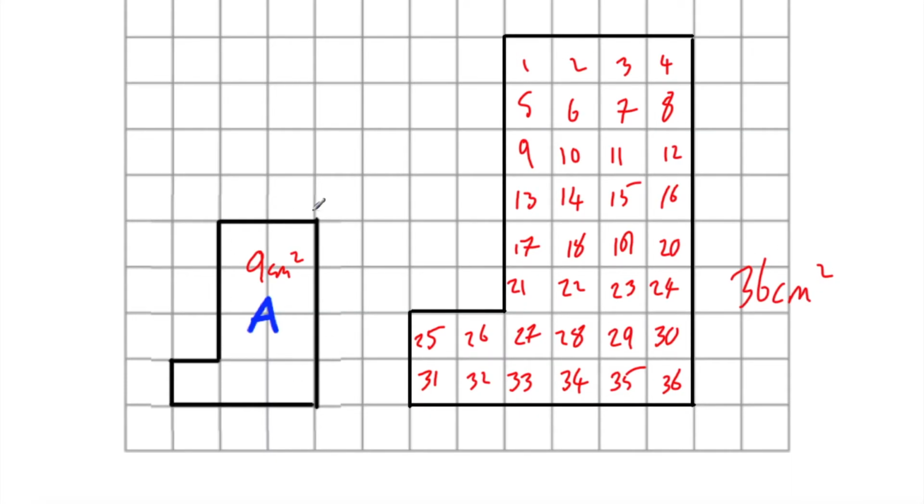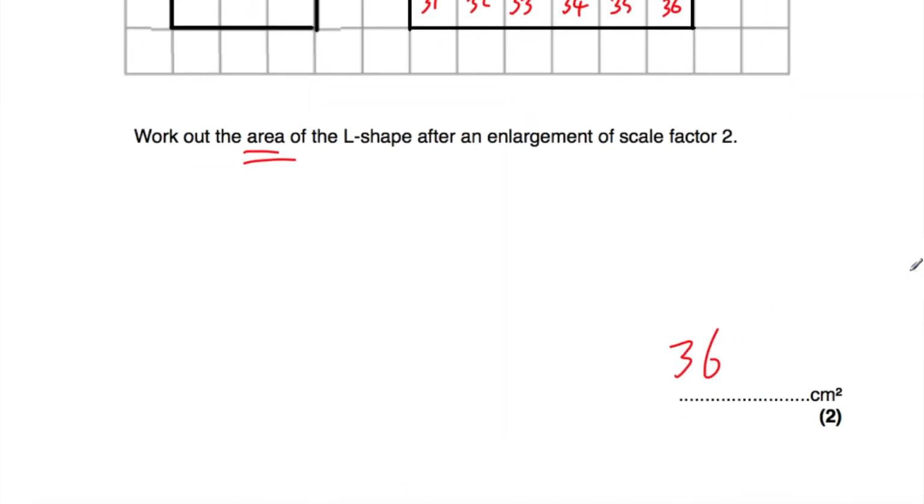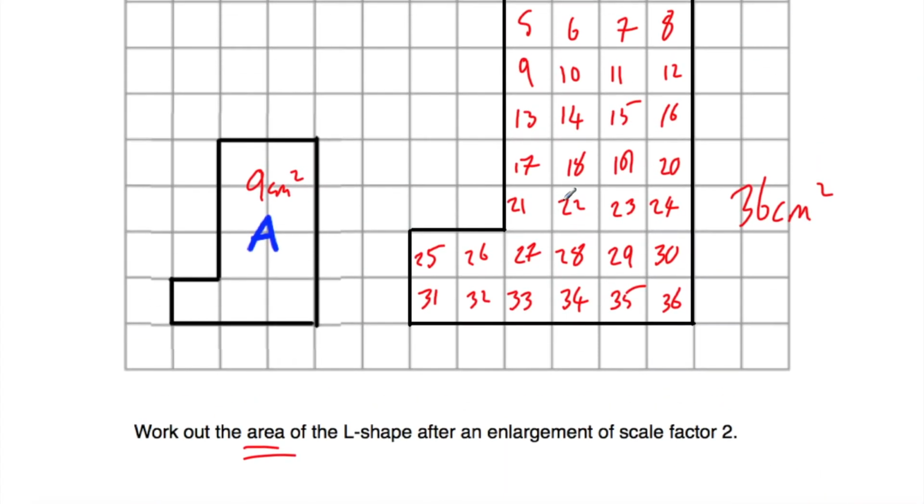So the area of this one was 9 centimeters squared, and the area of this one is 36 centimeters squared. And the question asked us to work out the area of that shape. So it's going to be 36 centimeters squared. As you notice here, the area of this one wasn't just 2 times larger, because it's not 18 centimeters squared. It's 36 centimeters squared. It's actually 4 times larger. Okay, let's look at our next question.